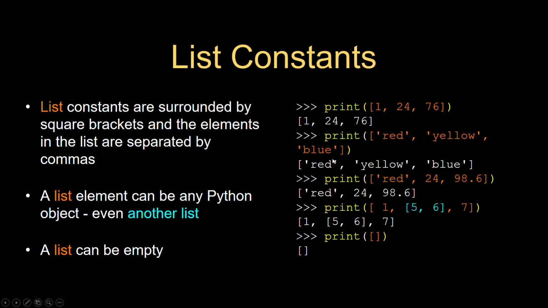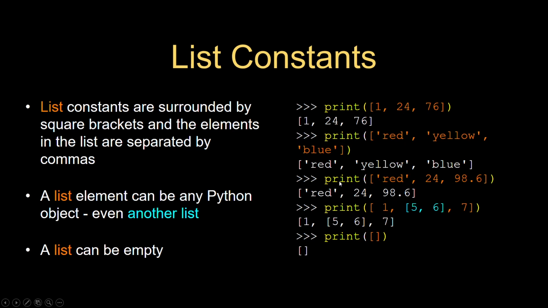So that's another list. A list can have just numbers, just strings, or a mix of strings and numbers. For example, in the third print parenthesis, we have a list that consists of the string red, the integer 24, and the float 98.6.